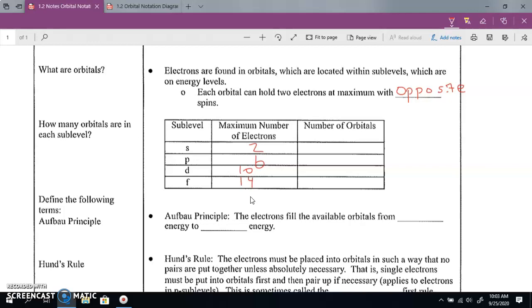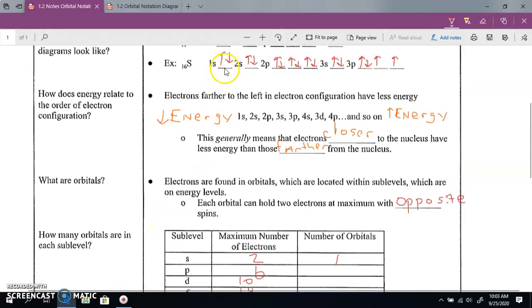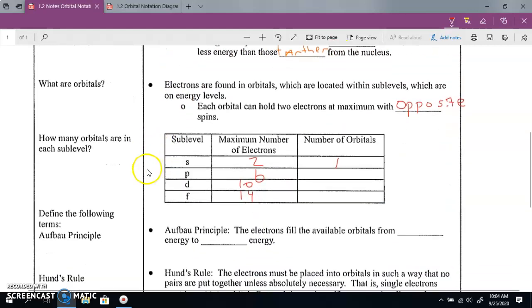So now we might ask the question, if each orbital can hold 2 electrons, and the S sublevel can hold 2 electrons, then how many orbitals are in an S sublevel? That answer is 1, and we can see that right up here. See how every time we write S, we put one dashed line, 1 orbital after it. That 1 orbital can hold 2 electrons with opposite spins.